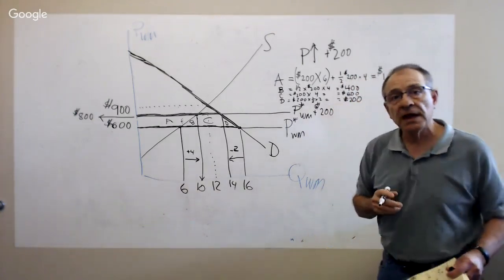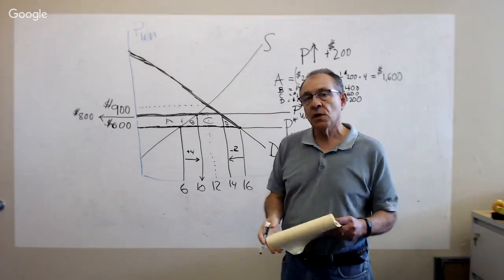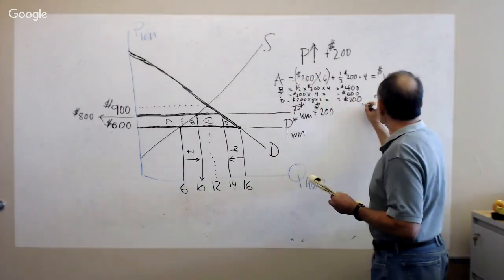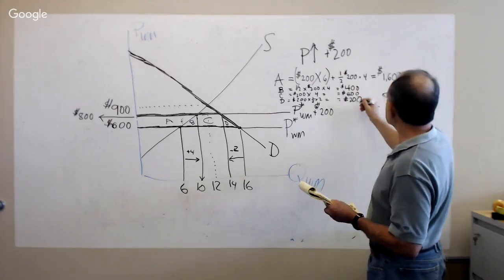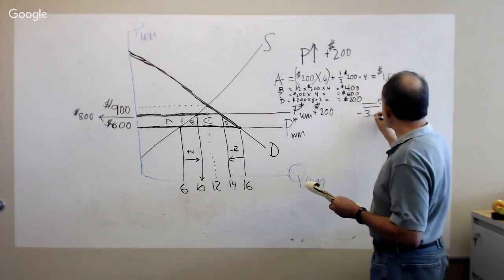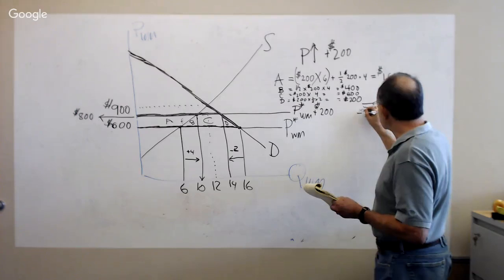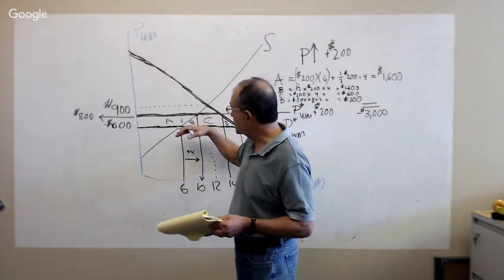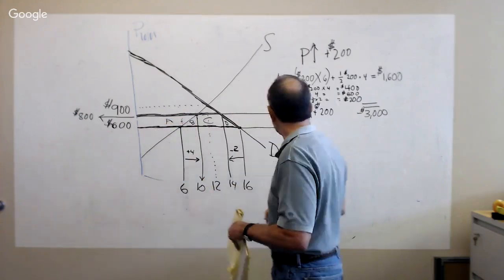Okay, so to find out the impact on consumers, or the amount of consumer surplus lost, we simply have to add these up, and what we get is $3,000. So consumers lose $3,000 worth of consumer surplus as a consequence of the imposition of this tariff.